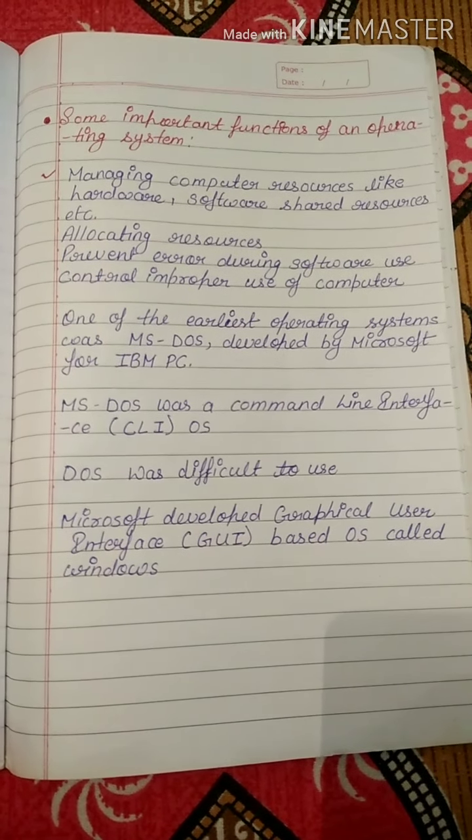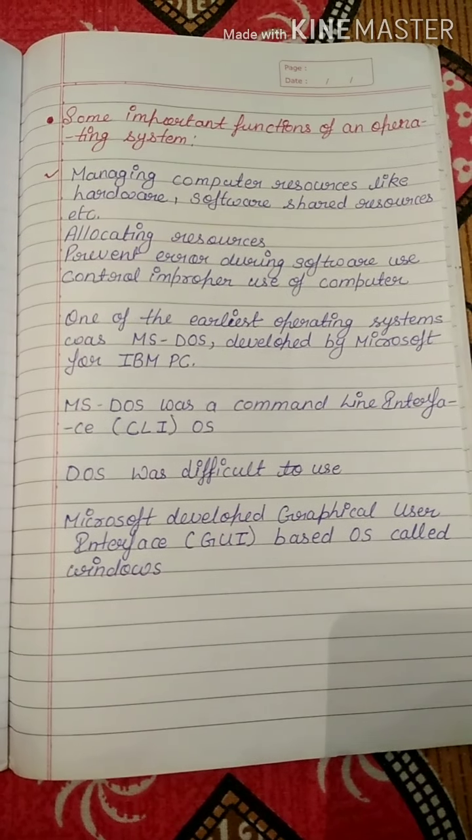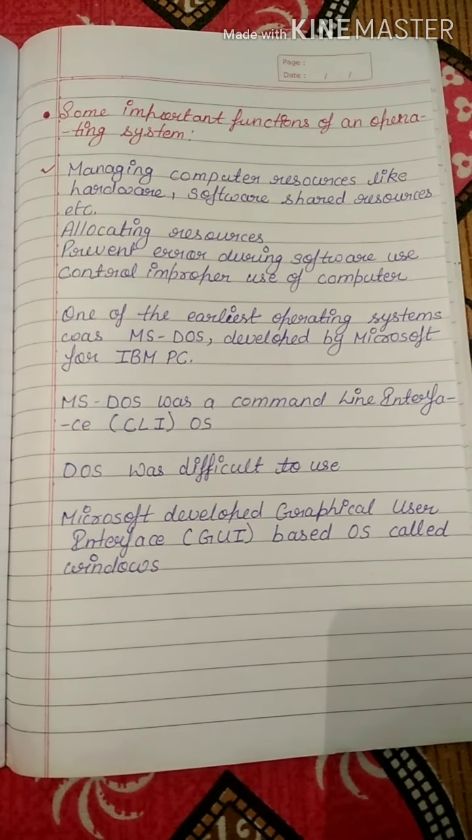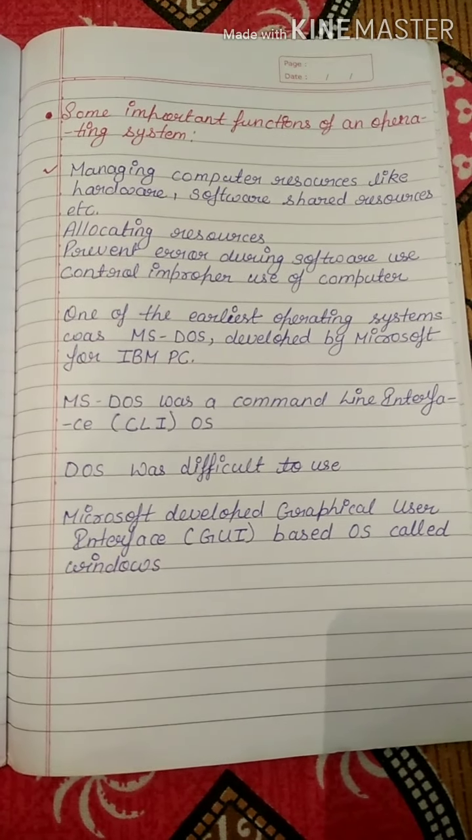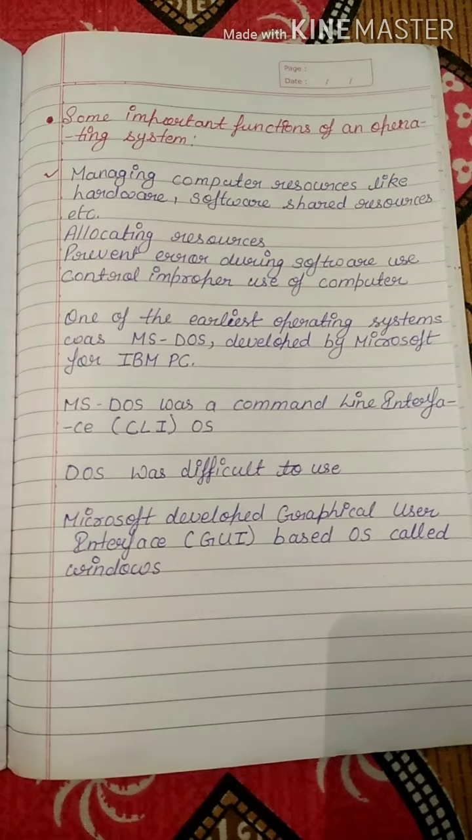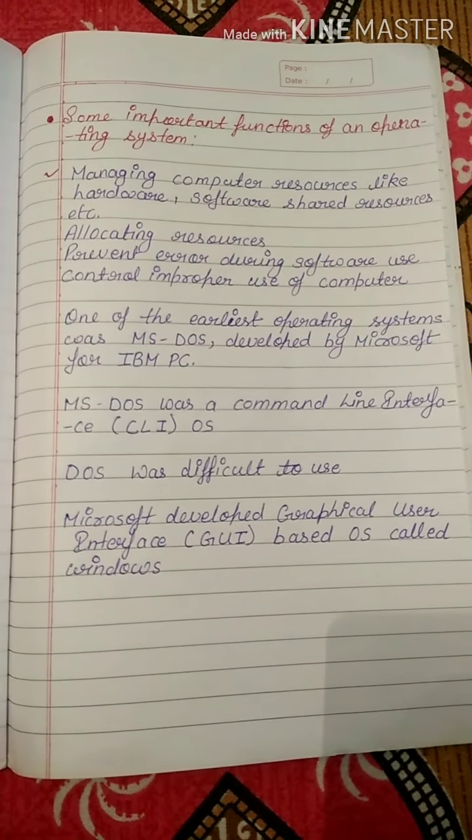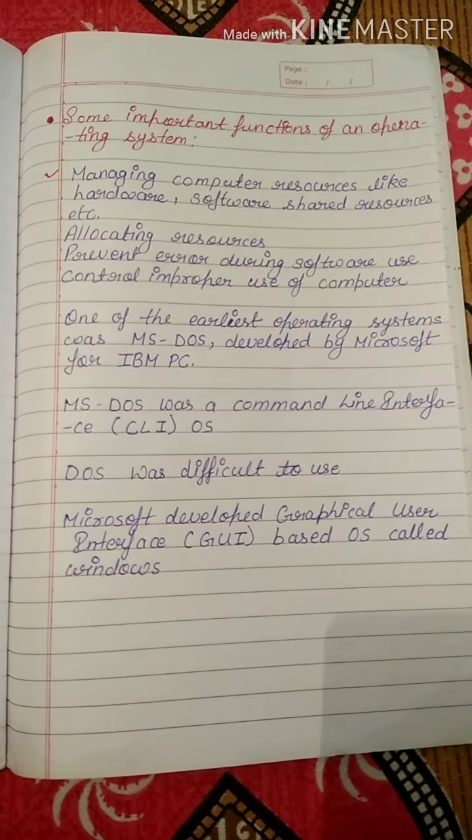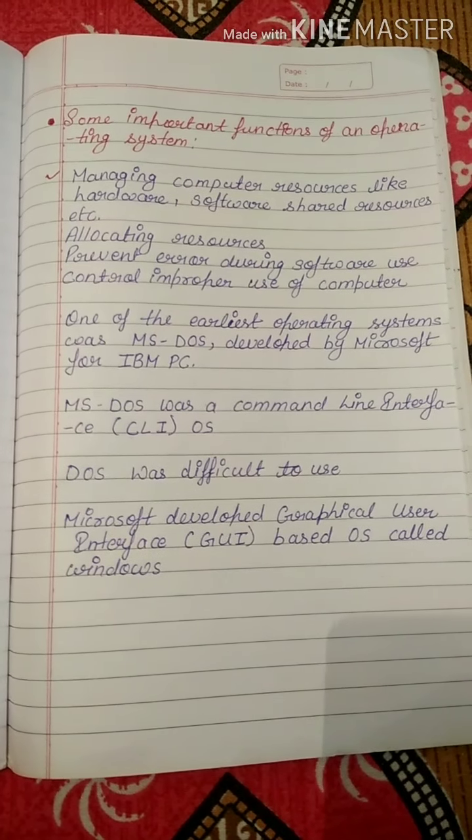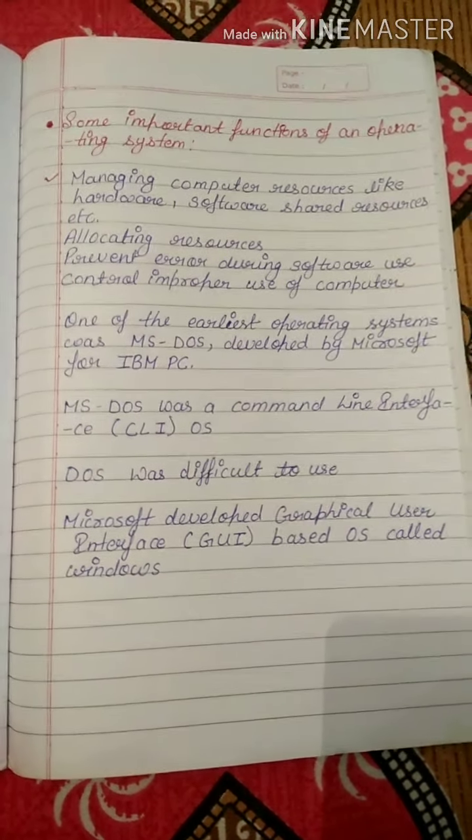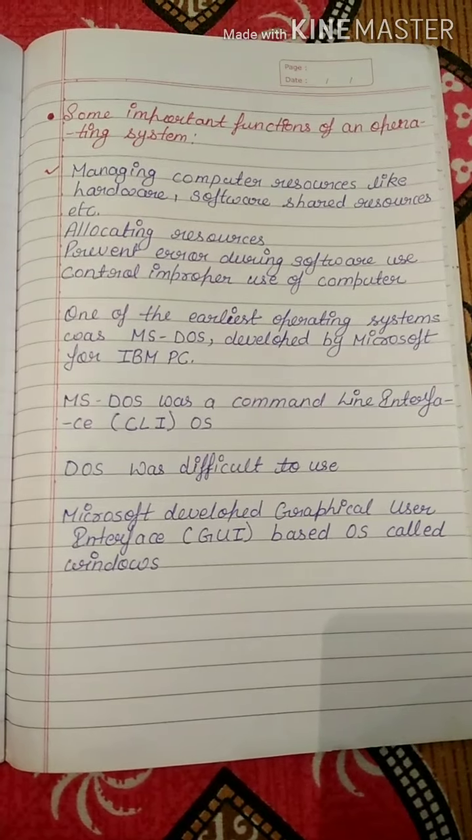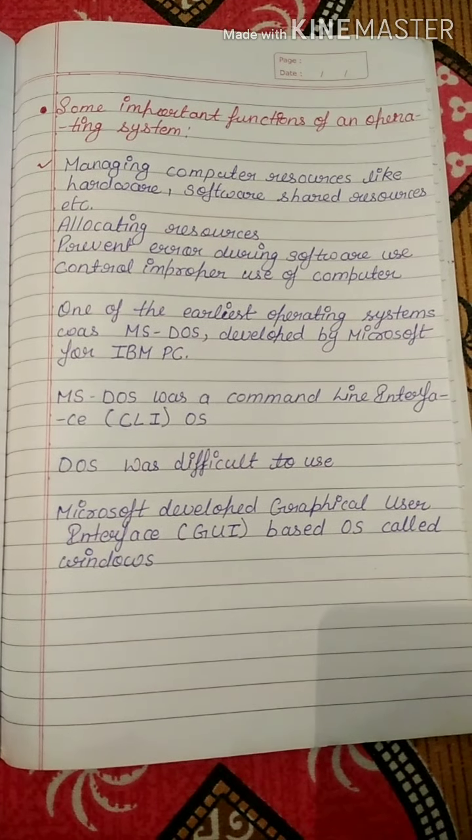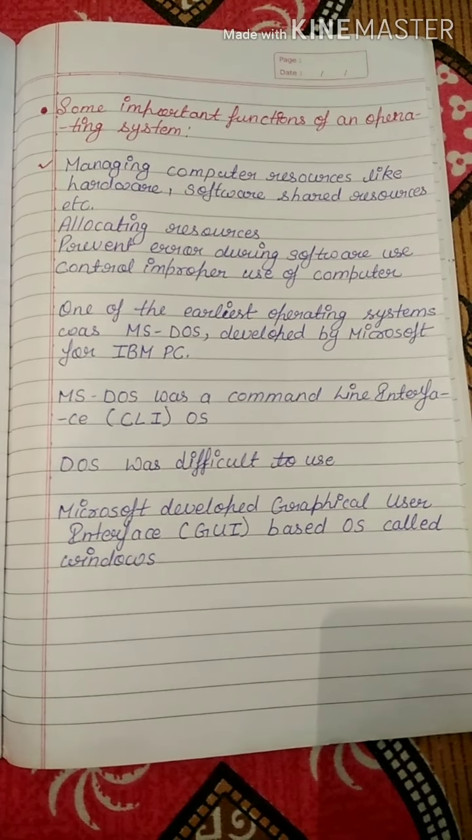Microsoft developed a graphical user interface, GUI based OS called Windows, when users started complaining that DOS was difficult to use because they had to remember all the commands. So Microsoft Windows was the first GUI based operating system developed. In this video, we have learned about the operating system and how it helps us to access the computer resources. In the next video, we are going to discuss another system software called Assembler.